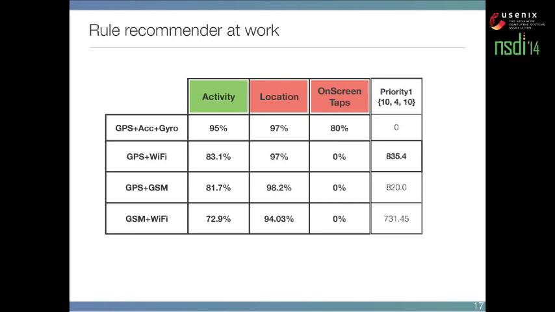So the search space now reduces to only those rows in the table for which the accuracy of detecting the on-screen taps is equal to 0. And over this reduced search space, the optimizer then maximizes the accuracy of the whitelist, and it turns out that GPS plus Wi-Fi are the sensors that should be turned on for this particular whitelist and blacklist combination to get through. So this is how our rule recommender works in practice.